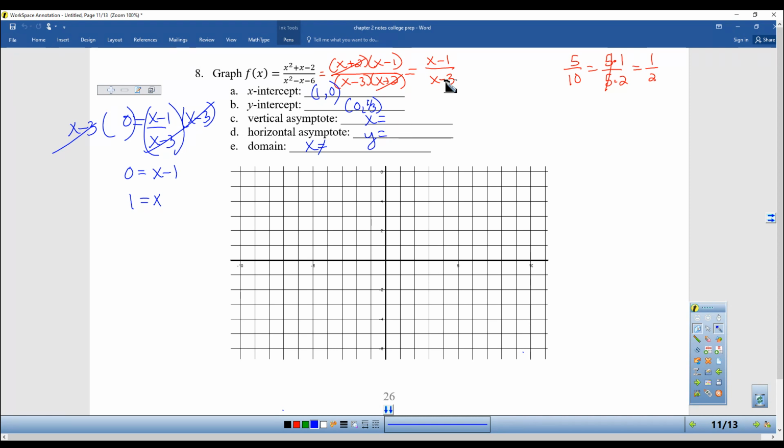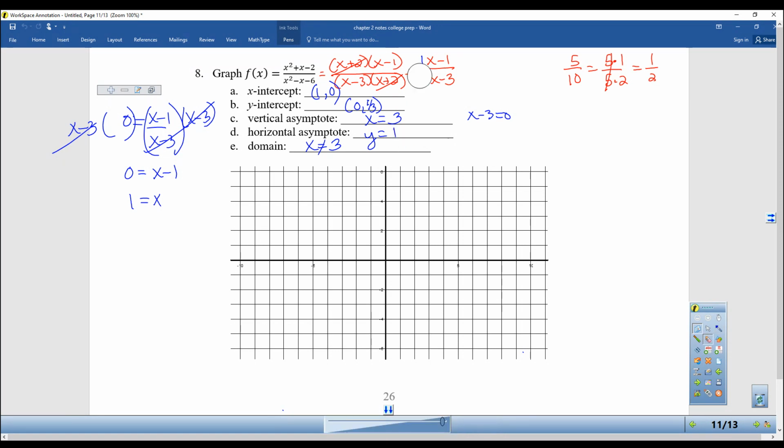Vertical asymptote, let the denominator be equal to 0. So x minus 3 is equal to 0. X is equal to 3. So what's the one number that x can't be? X can't be 3. My horizontal asymptote, the powers are the same, and the number in front of them is both 1. So 1 divided by 1 is 1.